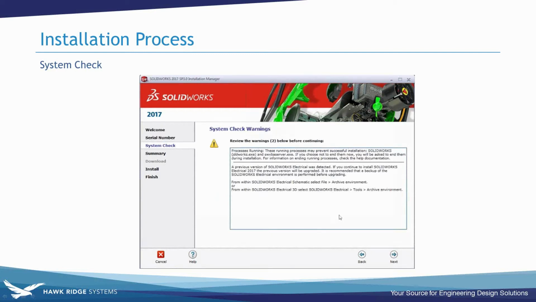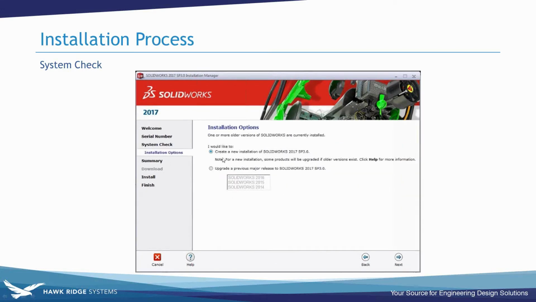Now, these are just warnings. When I was running my installation manager, I had SolidWorks up as well. So these are just warnings letting you know, hey, you have to do these things before you start your installation. For instance, here, it's letting me know I have a process running and I need to close it before I start my install. And I'll select next.